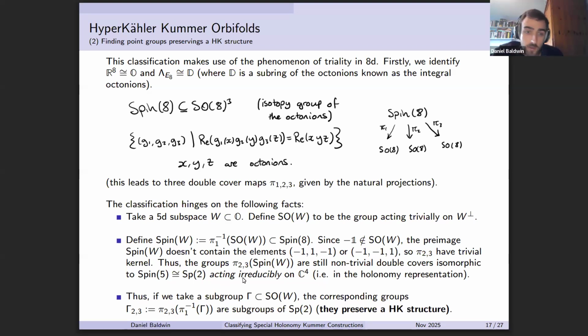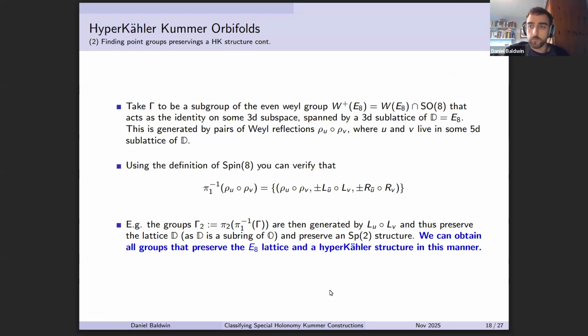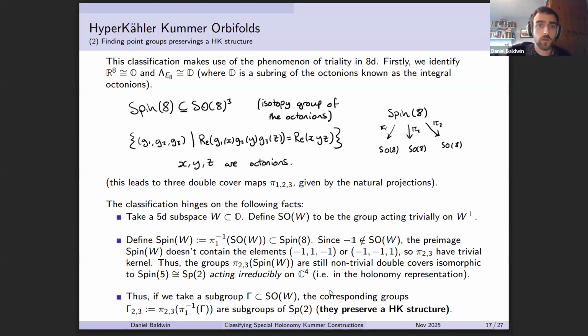So the point of this is, if we take a subgroup gamma of this SOW in the first factor, say some finite subgroup, then we take its pre-image in spin 8 and then project it into one of the other two factors using pi2 or pi3. The group that we obtain is a subgroup of sp2, and it acts irreducibly on R8. In other words, it preserves a hyperKähler structure. So yeah, if there's no questions, I'll carry on.